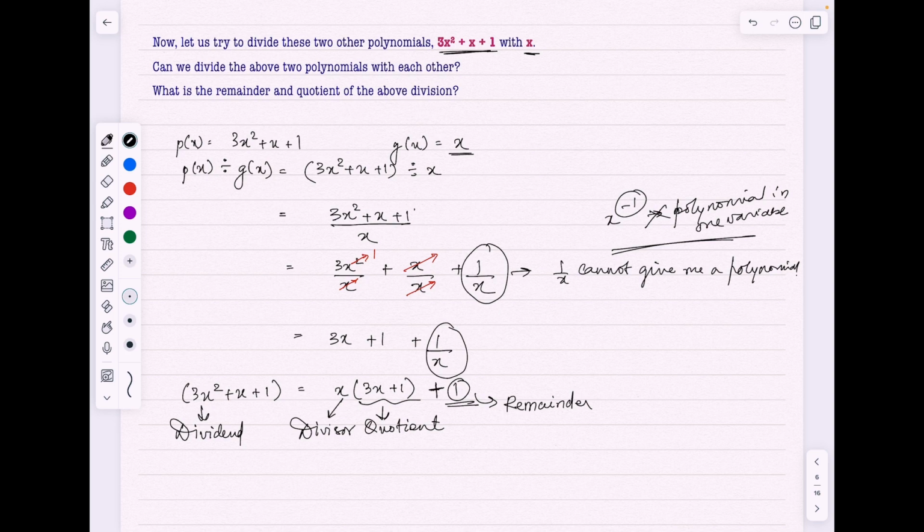You are getting it? This is the dividend, and I am dividing it by x. So I am getting the polynomial 3x plus 1, but the plus 1 is not getting divided, so that plus 1 acts as the remainder. The 3x plus 1 that I got acts as the quotient, and x is the divisor. So here the quotient is 3x plus 1, and the remainder is 1. You get it?